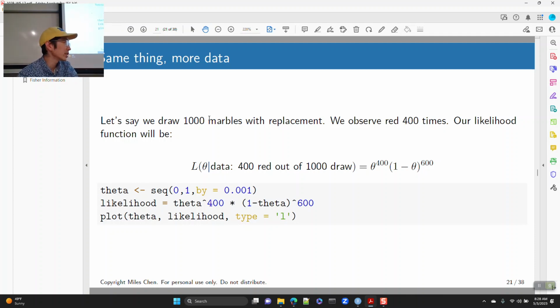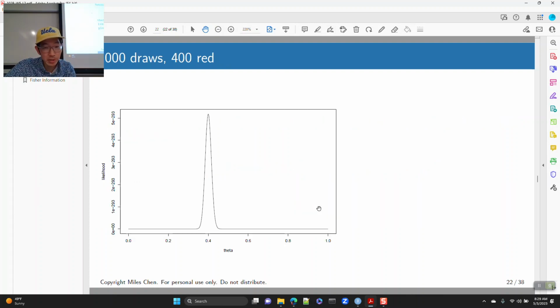What if instead of drawing a marble 10 times, I drew 1,000 marbles with replacement, and now I got 400 red marbles out of 1,000 draws, okay? Now how confident are we that the proportion is 0.4 in the bag? We're a lot more confident because I've got a lot more data to back this up, right? And our plot will reflect that. If I do theta to the 400 times 1 minus theta to the 600, this is what the likelihood plot looks like. It's very narrow and pointy at theta equal to 0.4.